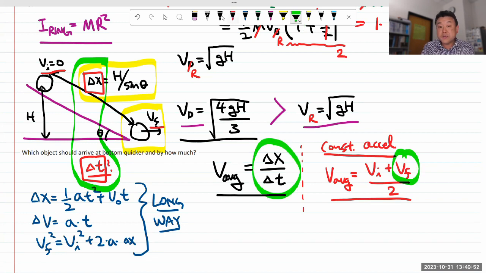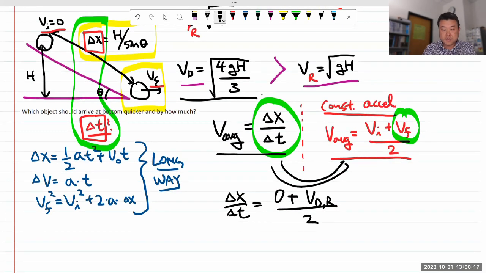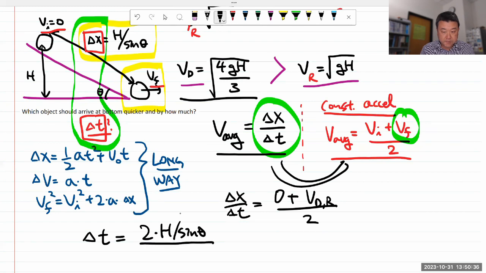So you can equate these two different expressions for average speed and say delta x over delta t is equal to v initial, which is 0 in our case, plus v final, which we worked out, either the speed of the disk or the ring, divided by 2. So I can solve this expression for delta t pretty quickly. Just doing that algebra in my head, delta t is equal to 2 times h divided by sine theta, divided by that v that we calculate.